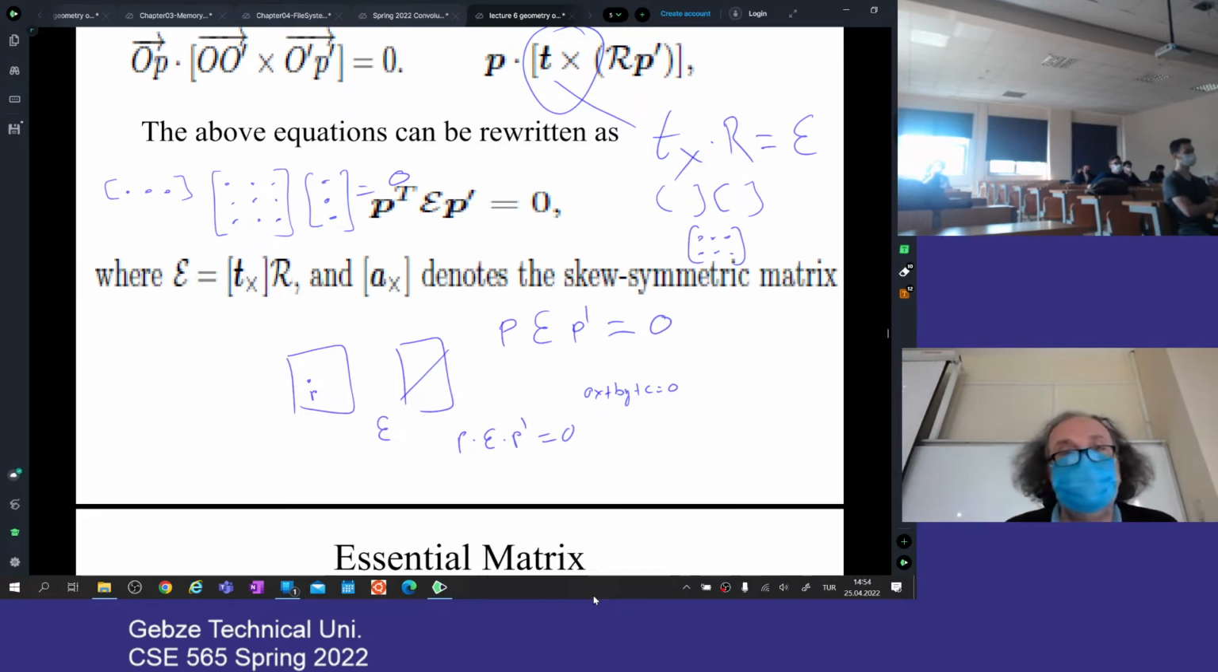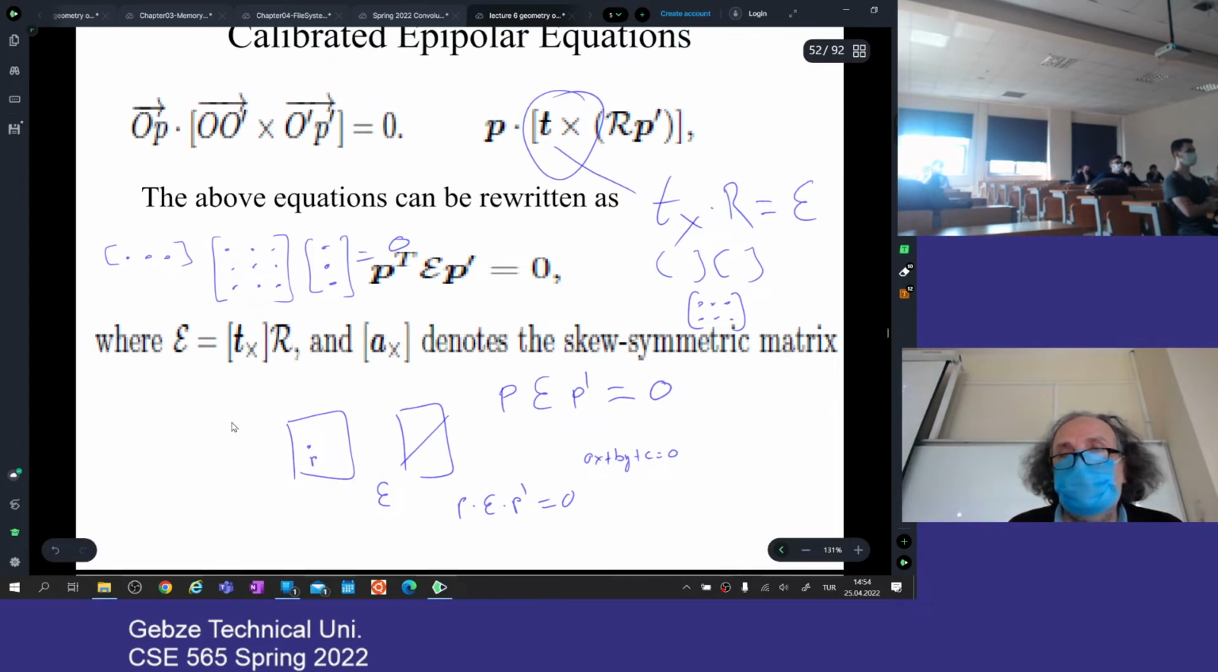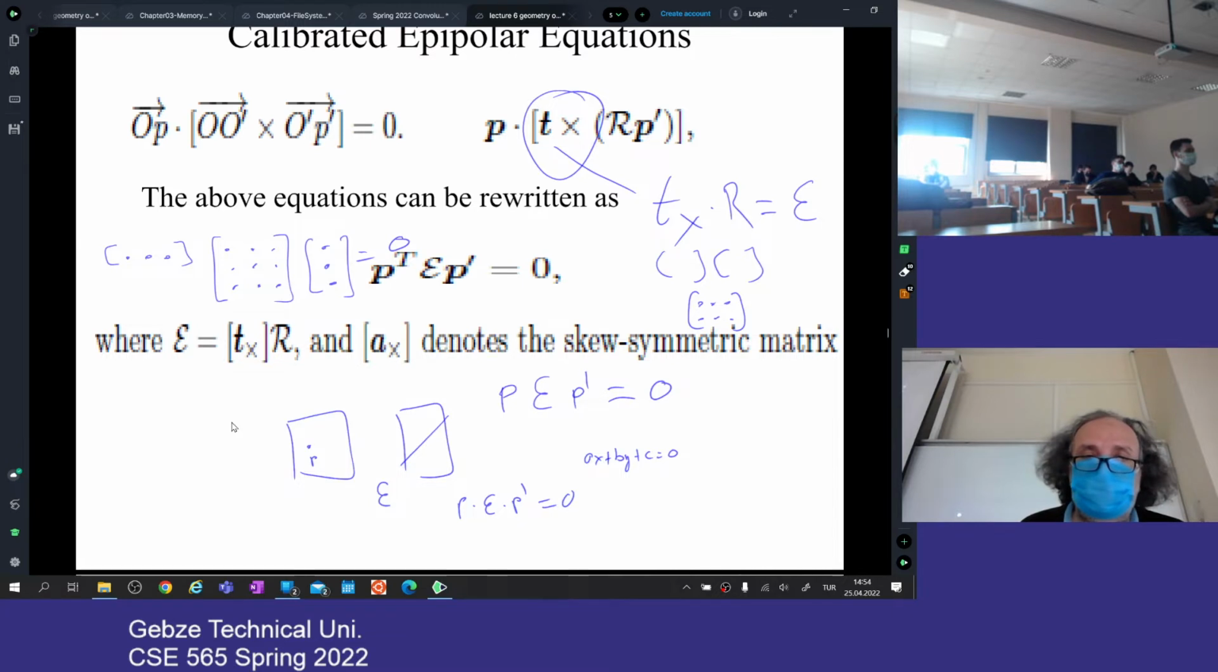Okay. So this is good. This is nice. When we have such a nice equation, I can come up with the lines for the other side of the stereo pair.